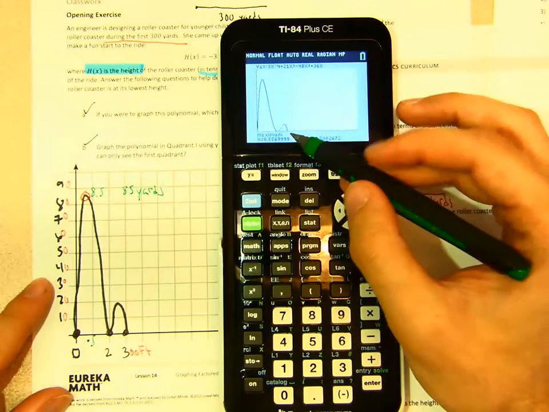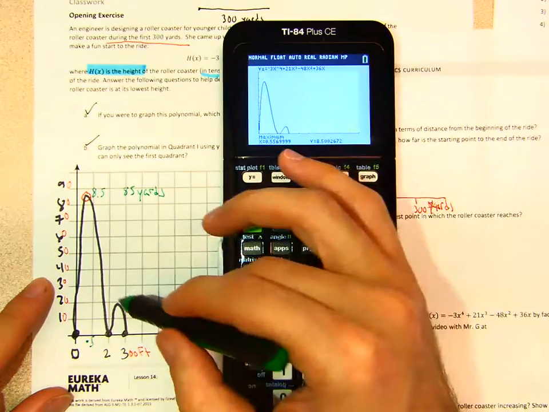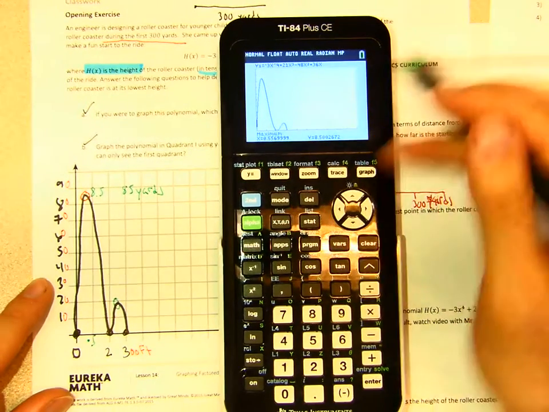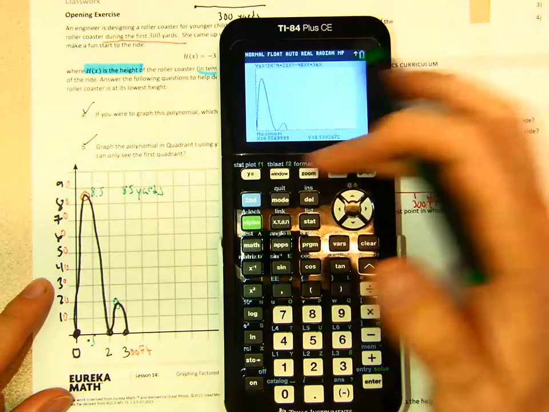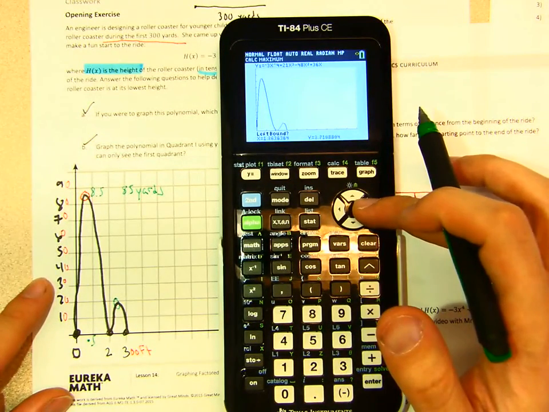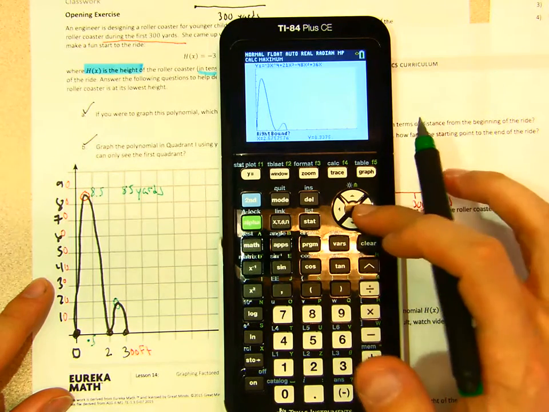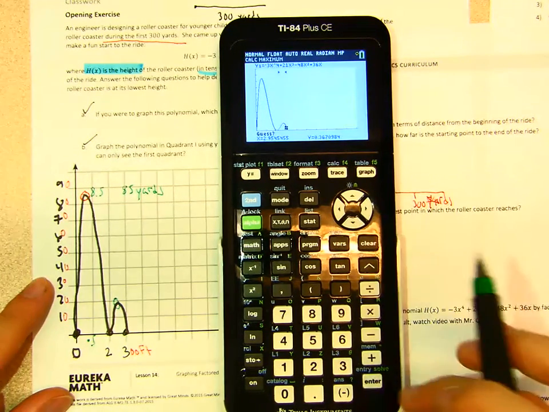Okay? What if I wanted to see where the next peak is? What if I wanted to calculate where this point is, right? So then you would do the same thing. You would just go second, trace, maximum, and then you're going to bring this guy all the way down, and then we could find another one. And this is called a relative maximum, okay?